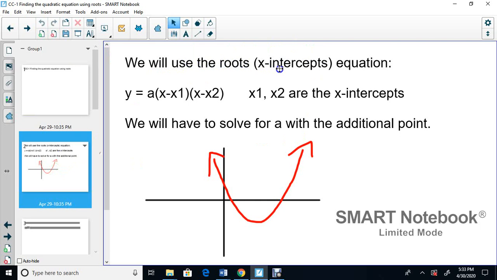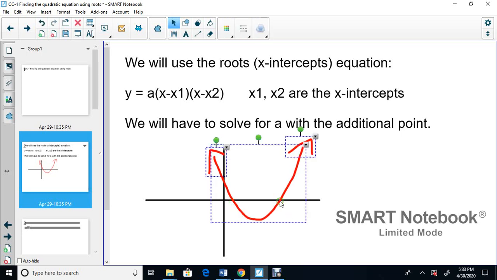We will use the roots, the x-intercepts, equation. So we're going to use this equation to solve. x1 and x2 are the x-intercepts, and a is the step pattern. We will have to solve for a with an additional point. So we're going to have the two x-intercepts, one here and one there.